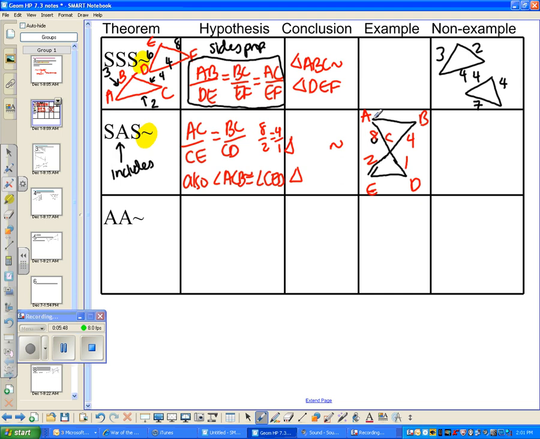So let's see, I'm going to go ABC. Triangle ABC is similar to, I went A to B to the first one, so EDC.